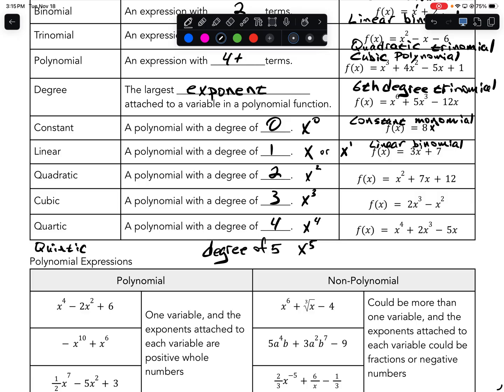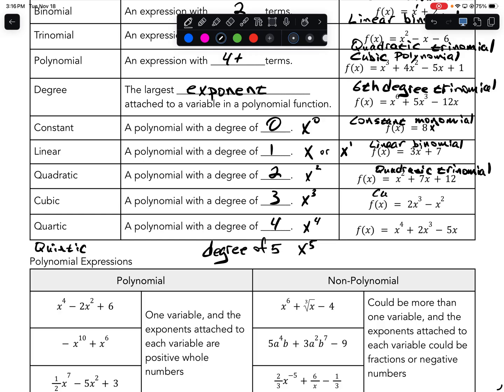What do you get? Quadratic trinomial. Who's ready to roll? Quadratic. Write all these down. Quadratic, because it's second degree, and it's got 3 terms. Quadratic trinomial. Next one, Andy.